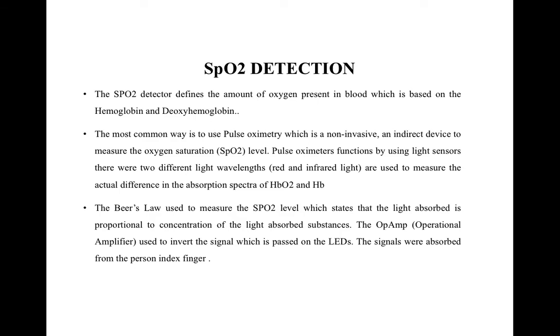It defines the amount of oxygen present in our blood, which is based on hemoglobin and deoxyhemoglobin. The pulse oximetry is a non-invasive and indirect device to measure the oxygen saturation level. It functions with two light sensors, red and infrared light, and calculates with the help of Beer's law.